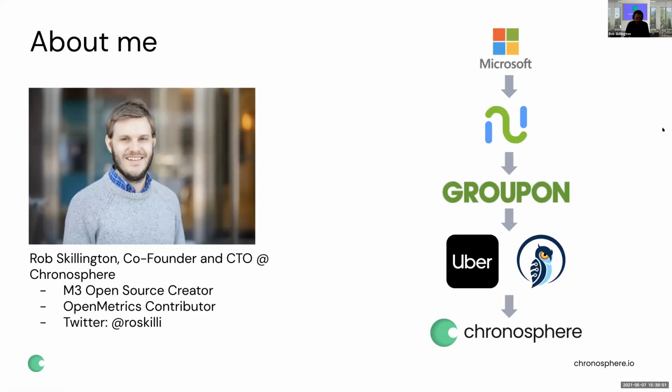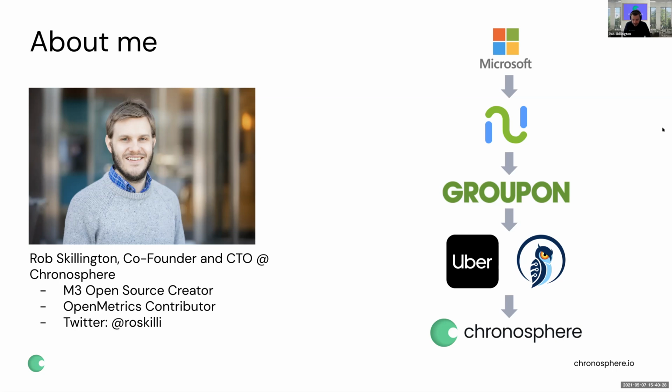A little bit about me. My name's Rob Skillington, the co-founder and CTO of Chronosphere. I am the M3 open source creator, which is an open source project around a highly distributed, horizontally scalable metrics platform that was open sourced at Uber. I'm an OpenMetrics contributor, and my Twitter handle is Roskally. And I've been working on observability for some time.